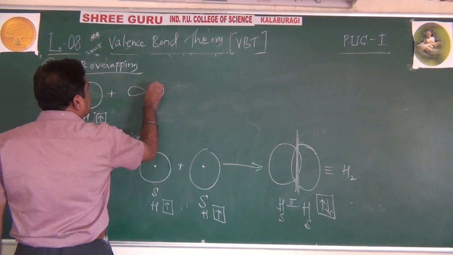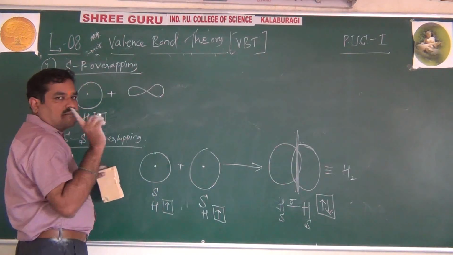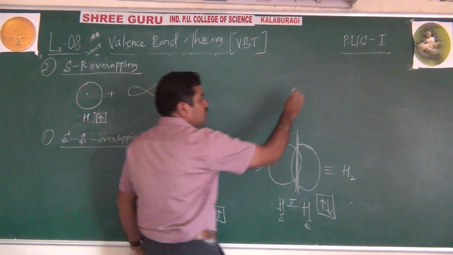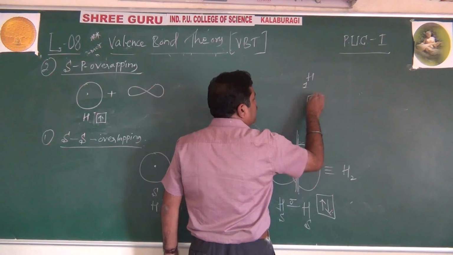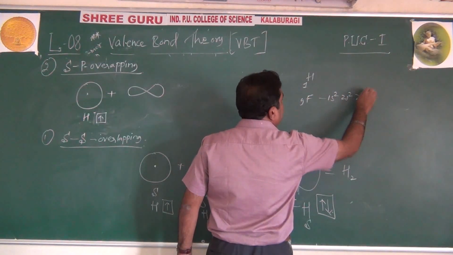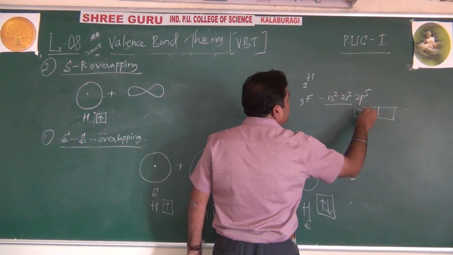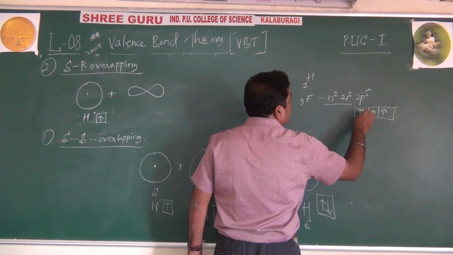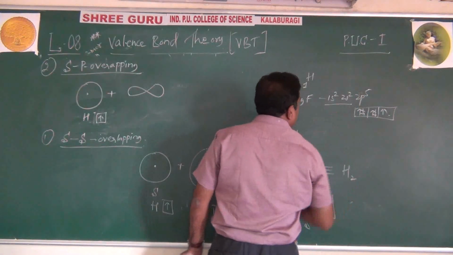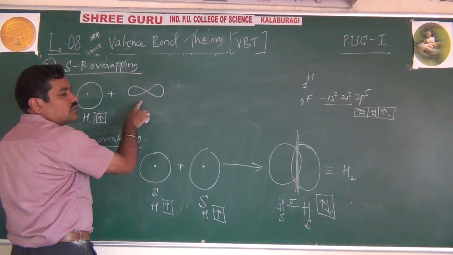P orbitals in fluorine. Fluorine atomic number 9. Hydrogen 1, fluorine 9: 1s2, 2s2, 2p5, right? In 2p5 you are observing there are three orbitals: 2px2, 2py2, 2pz1. This is the last one, 2pz. Okay? It is along the internuclear axis.